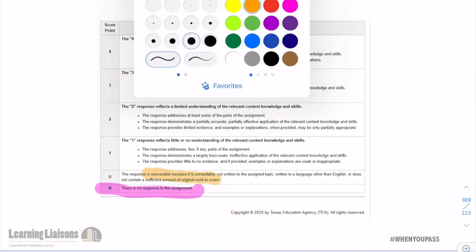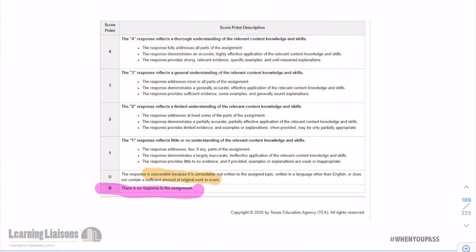All right, so let's look at a 1. A 1 reflects little to no understanding. So you've only completed a few or part of the assignment. You have inaccurate, ineffective application, and little to no evidence. So we've got to make sure that we have evidence.